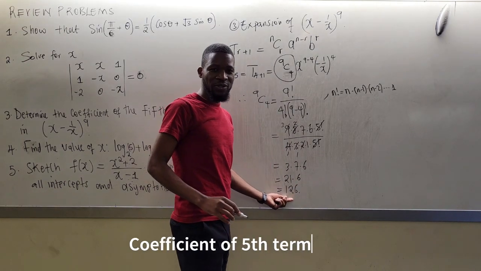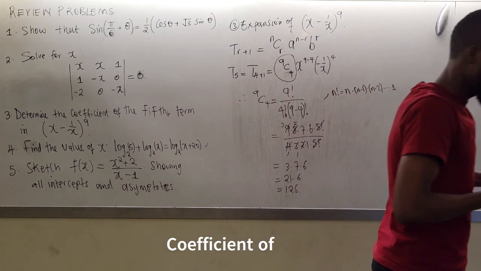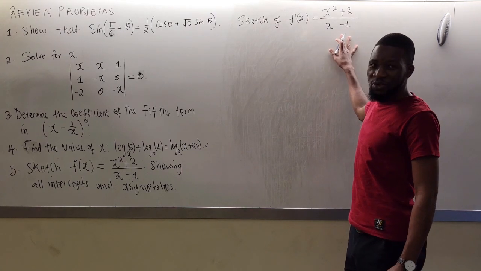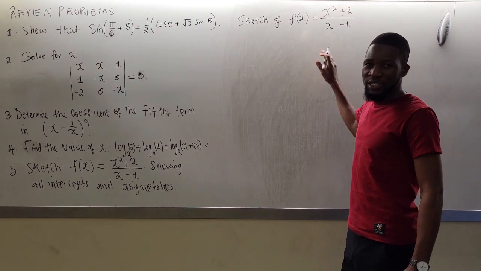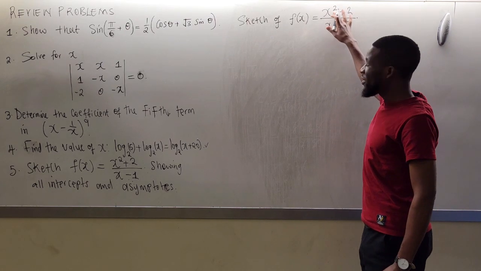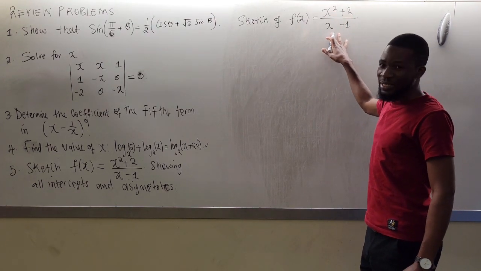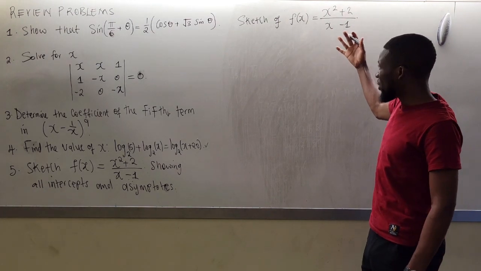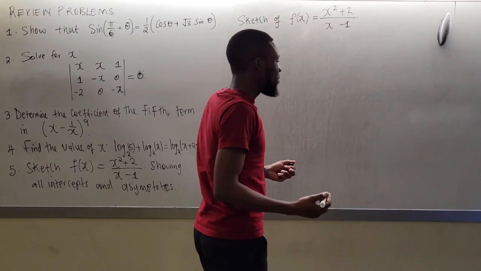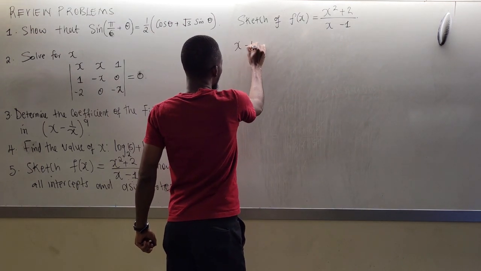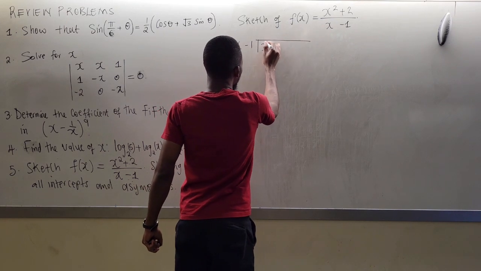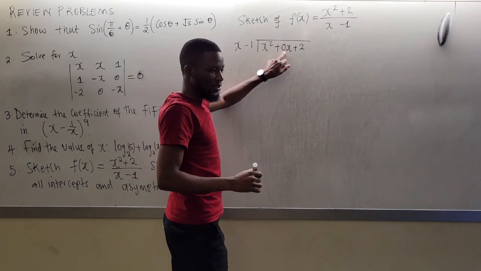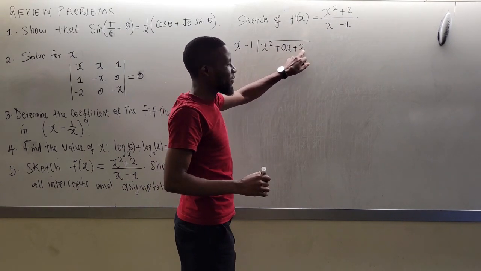So this is the fifth term. Okay, now I can look at the last question, which says I want the sketch of this rational function. Now observe that the degree of the numerator is greater than the degree of the denominator. So we have to take the division first of all before we do anything. So I am going to use long division, that is x minus 1 dividing x squared plus 0x plus 2. I am adding 0 because I have a square here and I have a constant.